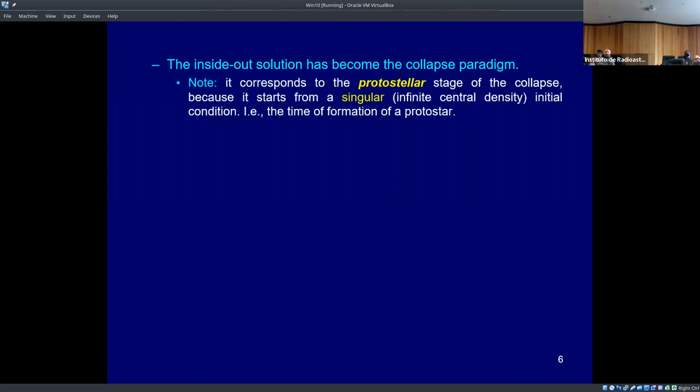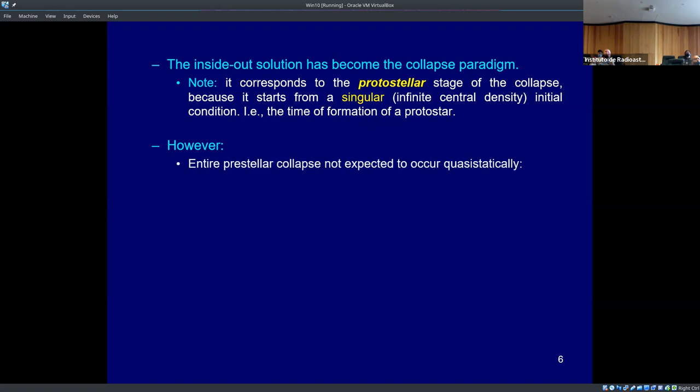It's important to note that it corresponds to the protostellar stage because it starts out when you already have a singularity in the density. So the density has already diverged. So essentially it's the moment when you form a zero mass star. And then after that, the central star continues to accrete material. So the initial condition is the time of the formation of a protostar.